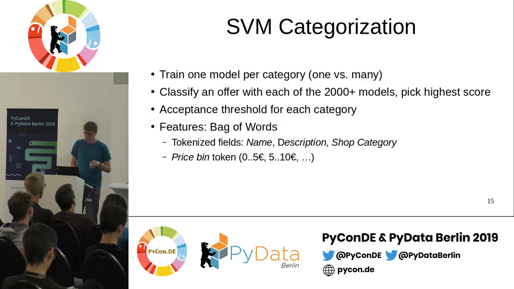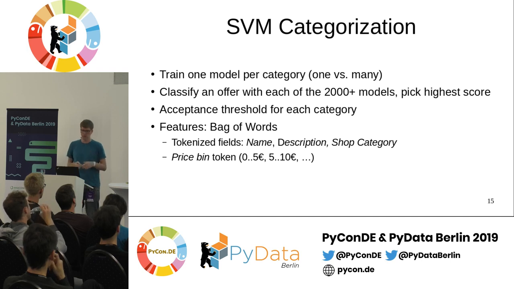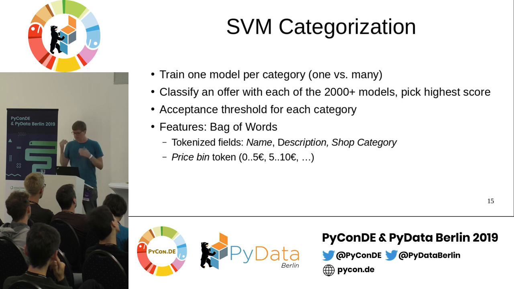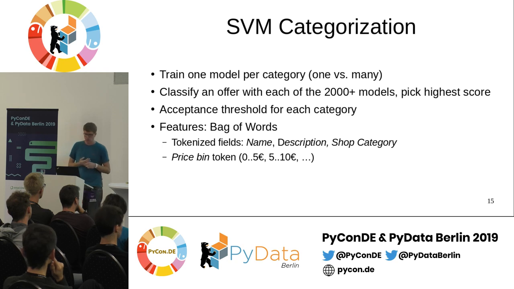So there was one model trained per category. More than 2,000 models were trained in a one versus many way. So each model answers the question, should this offer be in the category you're representing? And you classify an offer with each of the models and pick the best ranking score.